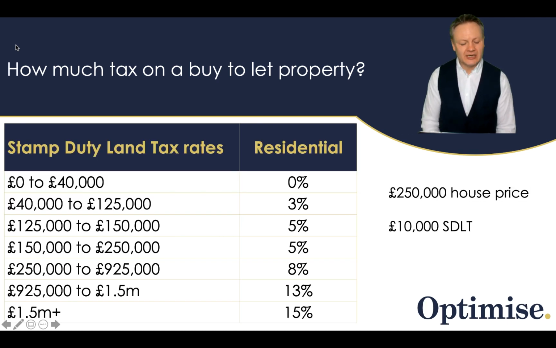The first thing I would like to bring to your attention is the stamp duty land tax. There is a stamp duty land tax for you and me buying a home, but we also have a different rate for buy-to-let properties, which is the 3% SDLT surcharge. So if we are buying a property for £250,000, you will notice that there is an SDLT liability of £10,000.